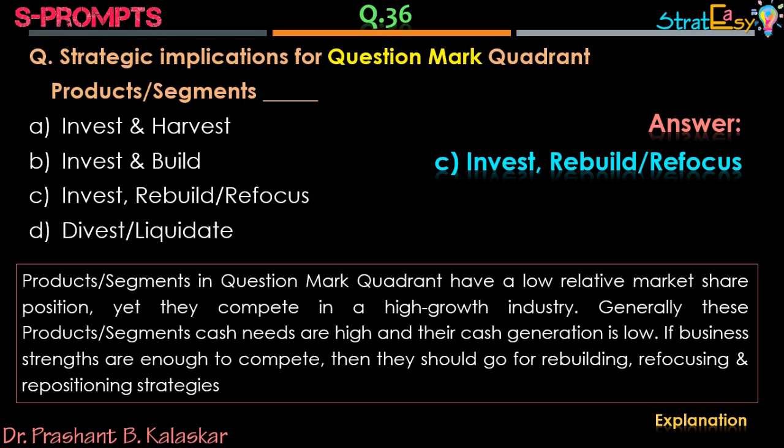If business strengths are enough to compete with the competitors, then they should go for rebuilding, refocusing and repositioning strategies, so that these products can be shifted from the question mark quadrant back into the star quadrant, as these products or segments belong to a highly growing market.